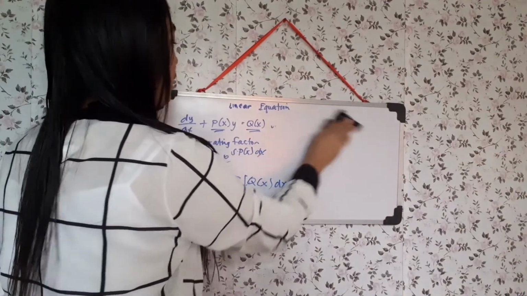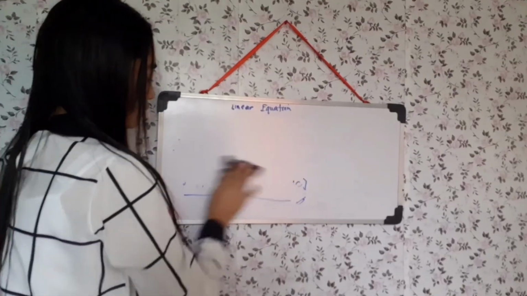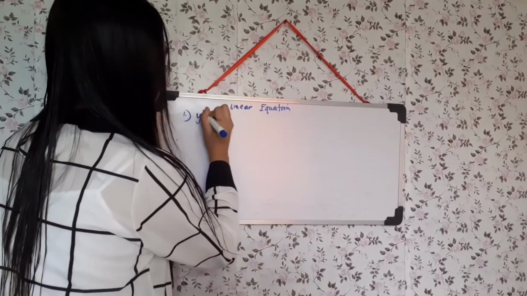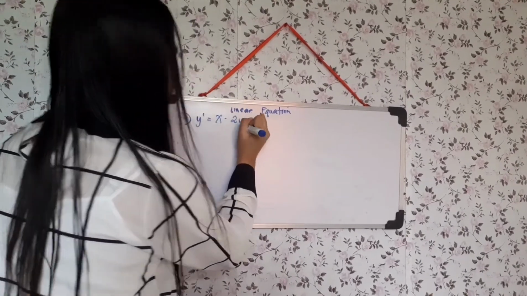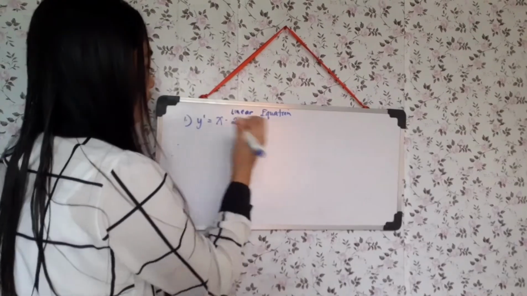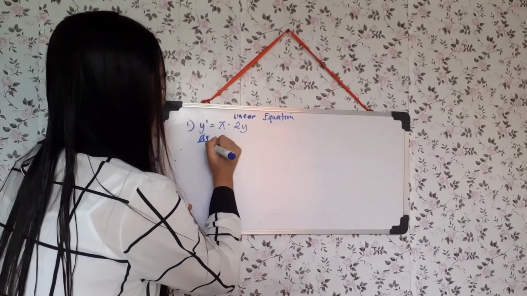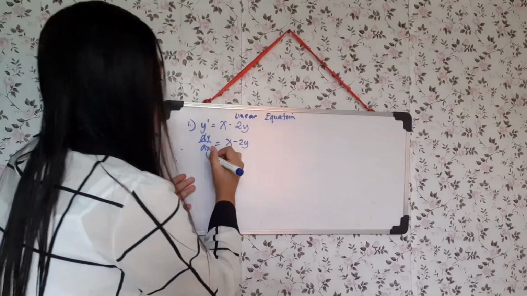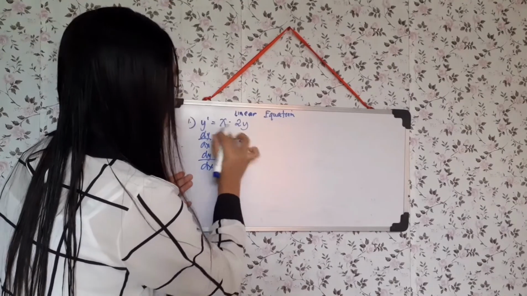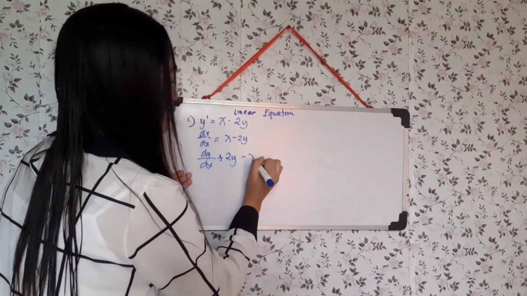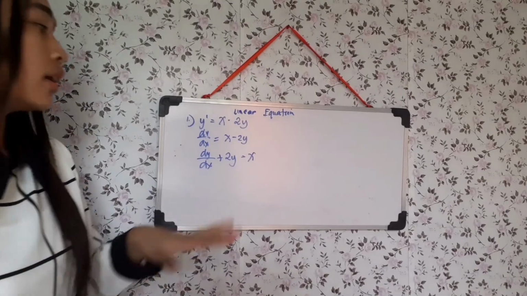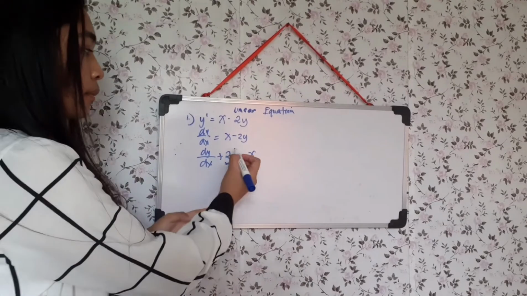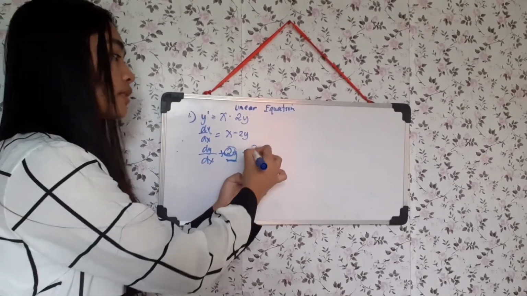We have example number 1. We have y prime equals x minus 2y, where y prime is also dy over dx. Then transposing, we get dy over dx plus 2y equals x. Now we can see that we have the value of p of x, which is 2, and the value of q of x, which is x.